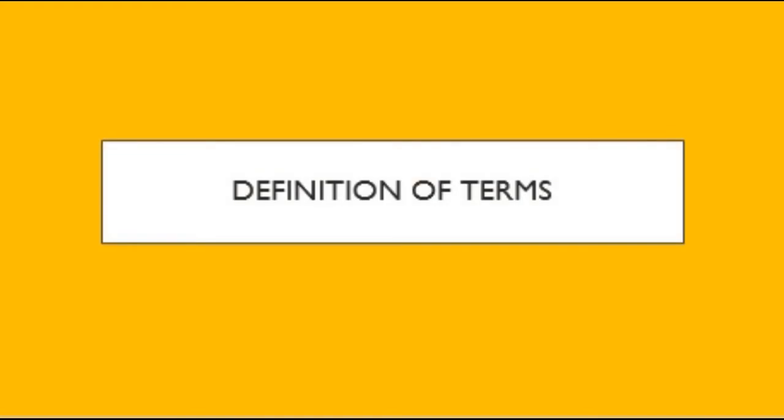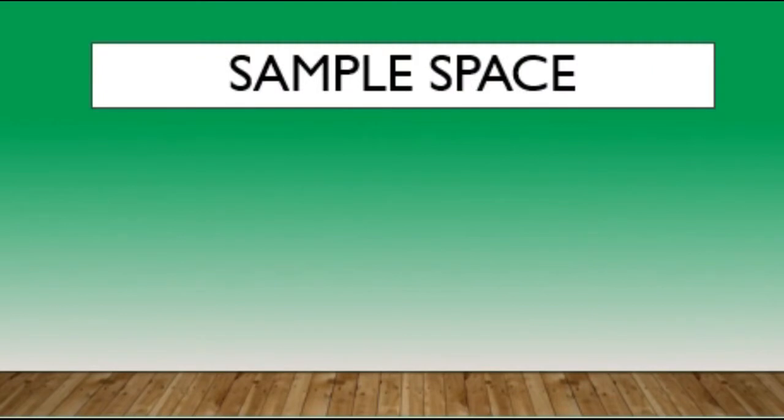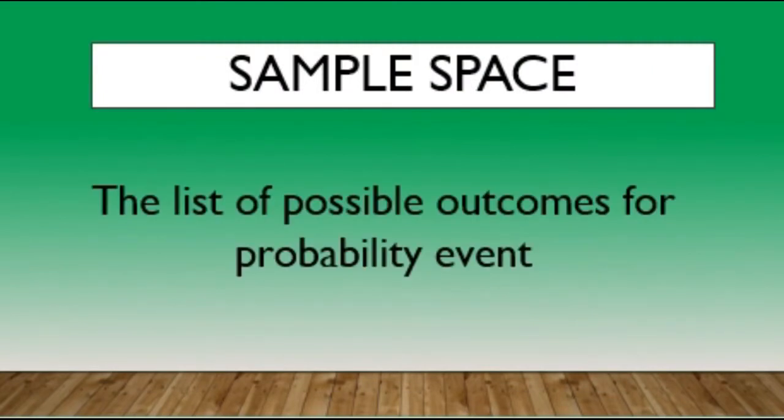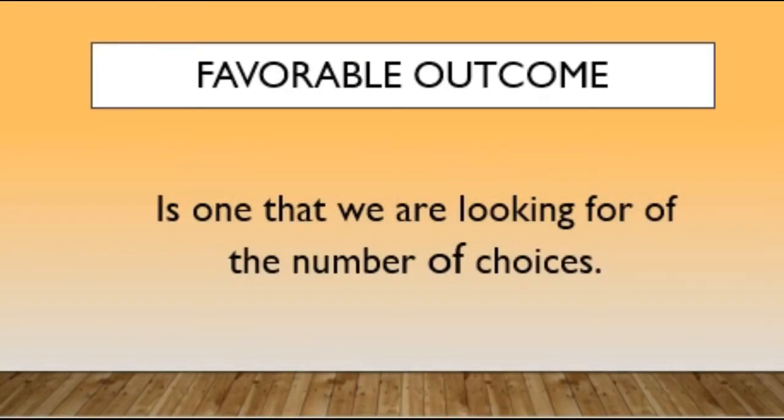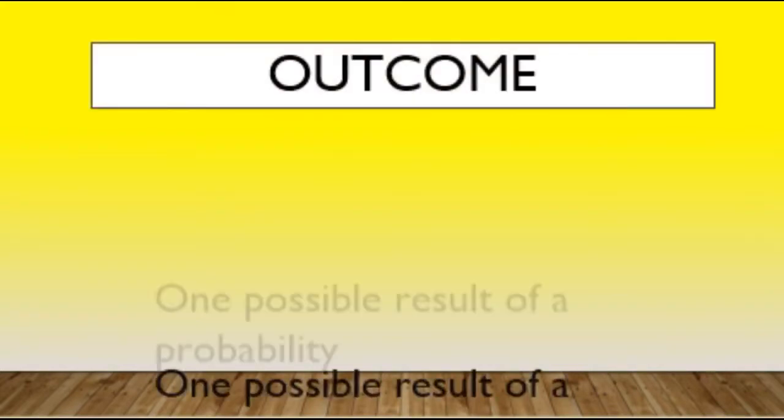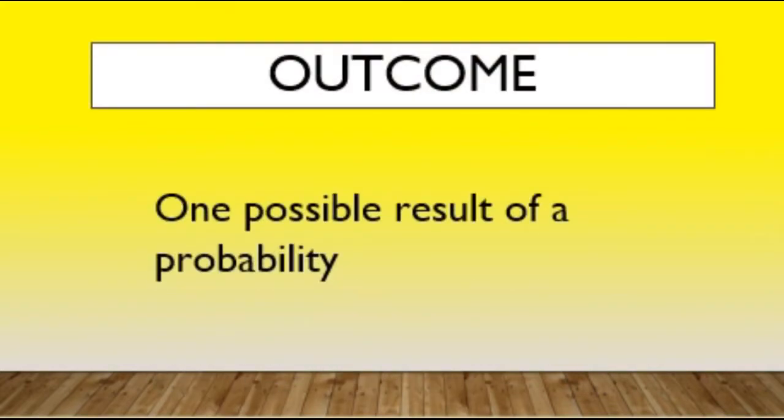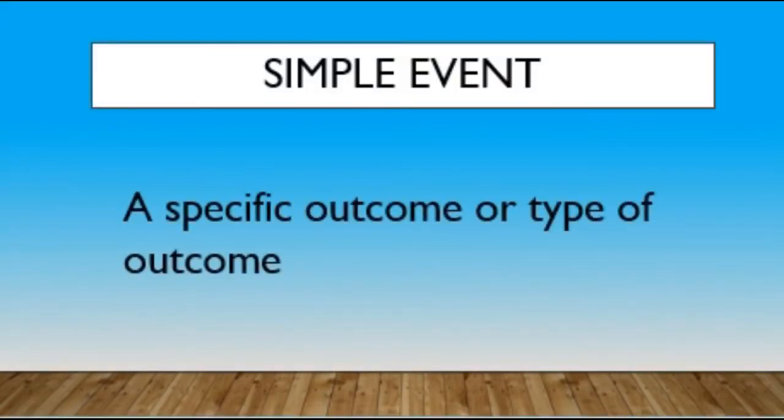Before we proceed to our discussion, let's have a quick review. Definition of terms. First, sample space. Sample space is the list of possible outcomes for a probability event. Second, a favorable outcome is one that we are looking for out of the number of choices. Next, outcome. Outcome is one possible result of a probability. Last, simple event, a specific outcome or type of outcome.